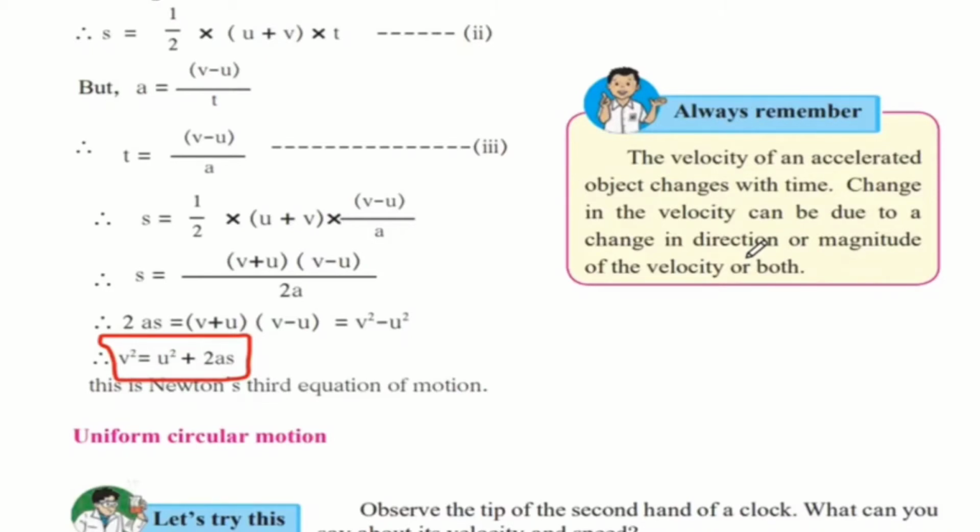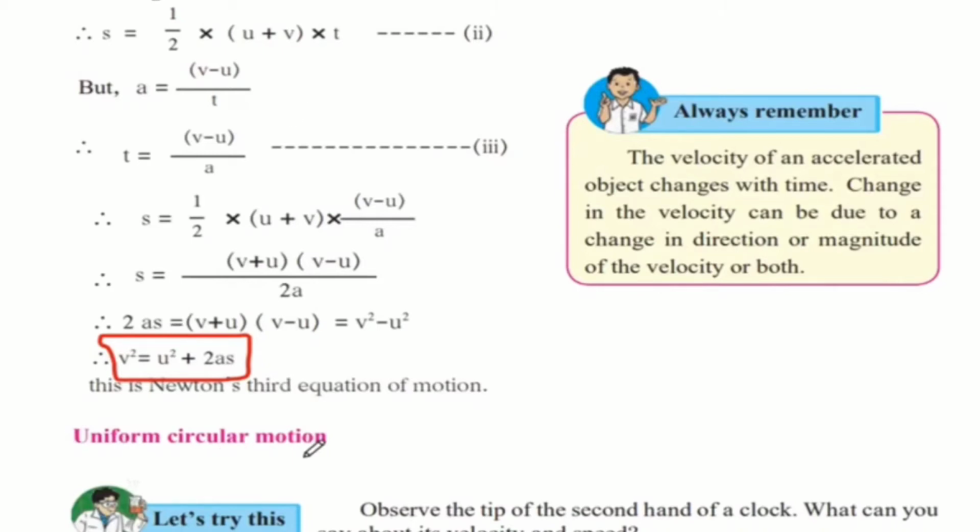Or the magnitude, that is how fast the velocity of the object is. So if the speed or velocity changes, that will also cause a change in velocity. Or both, that is if the object changes the direction as well as the magnitude of the velocity. So both these things can cause change in velocity.